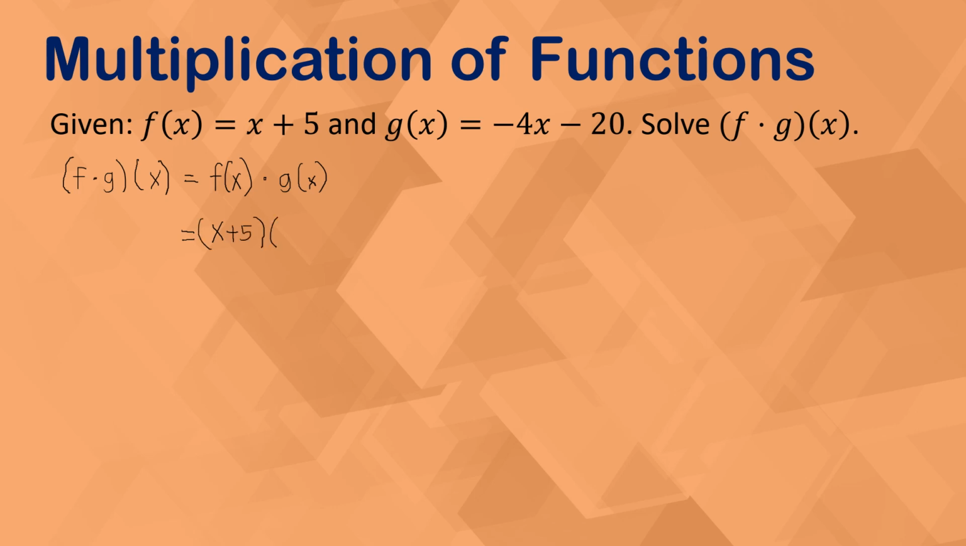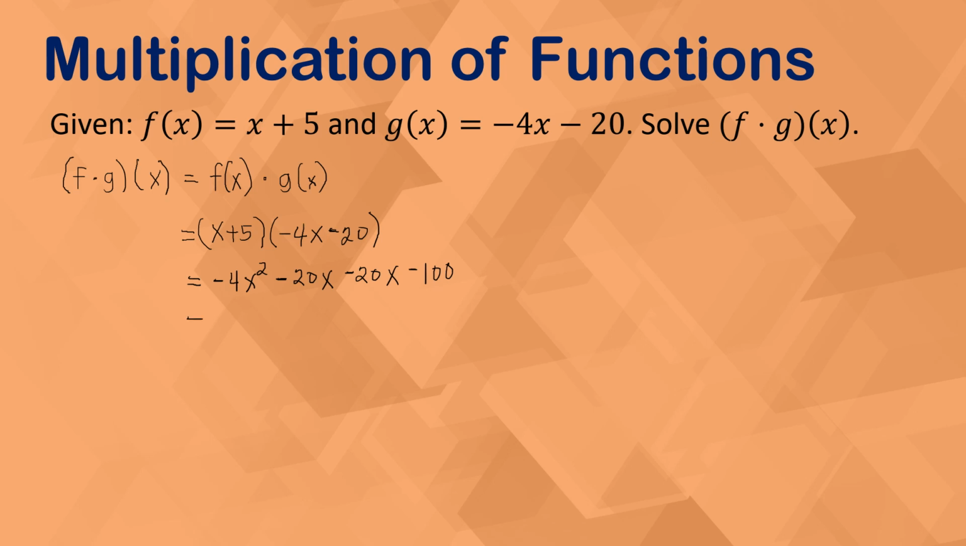times negative 4x minus 20 for g of x. Okay, then we just multiply the two binomials by applying the FOIL method. x times negative 4x is negative 4x squared. Positive 5 times negative 4x is negative 20x. x times negative 20 is negative 20x. And 5 times negative 20 is negative 100.